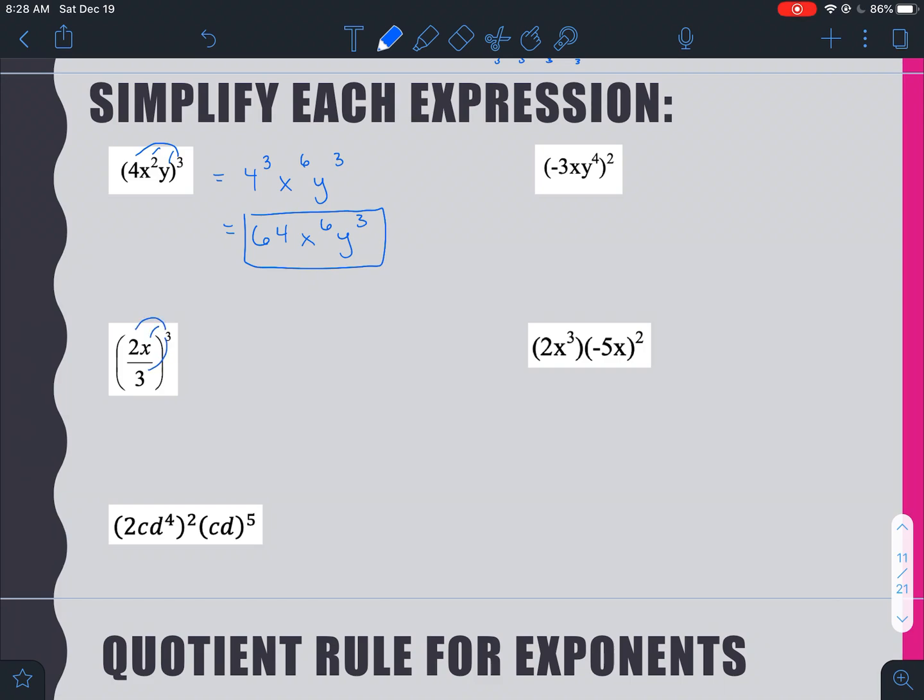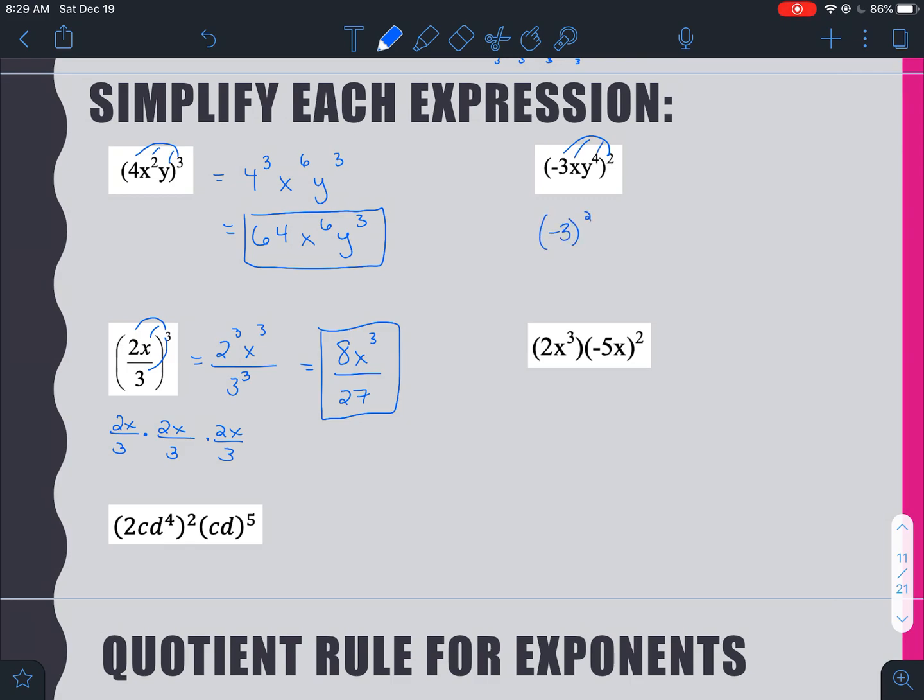2x over 3 to the 3rd, even if it's a fraction, every single term is going to get that exponent of 3, because this would be 2x over 3 times 2x over 3 times 2x over 3 if you expanded it out. So this would be 2 to the 3rd, x to the 3rd over 3 to the 3rd. So it would be 8x to the 3rd over 27 if you multiplied it with the power rule.